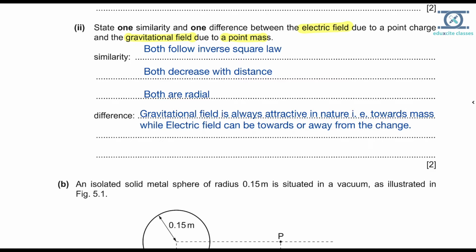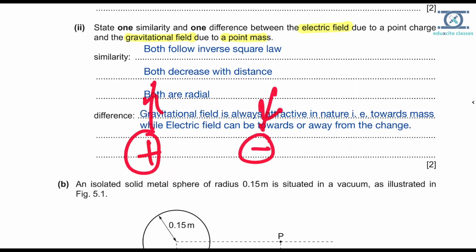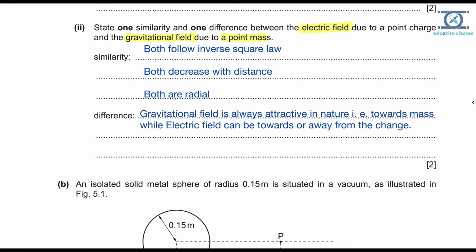And the difference: the gravitational field is always attractive in nature, that is, it will attract both the masses, whereas the electric field can be towards or away from the charge, that is, it may be repelling. For the positive charge it is away, and for the negative charge it is towards the charge. Okay, so that is the field difference.